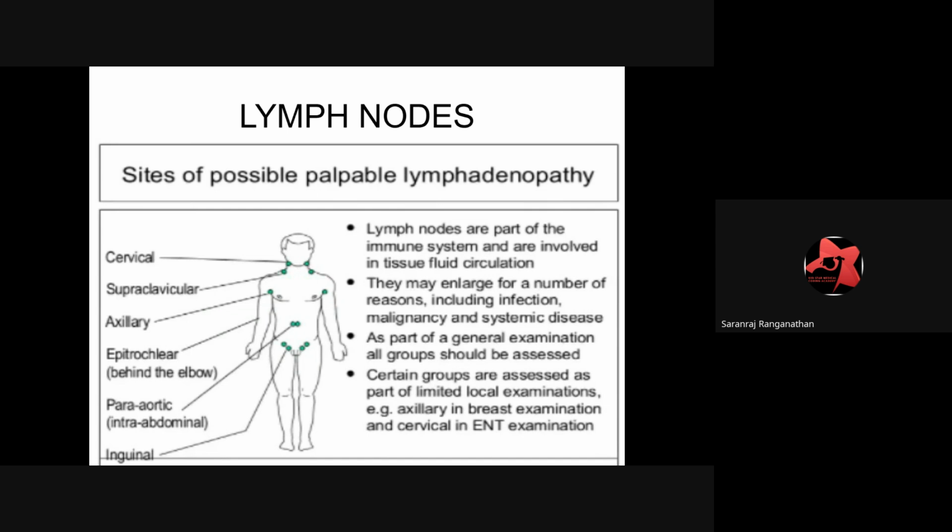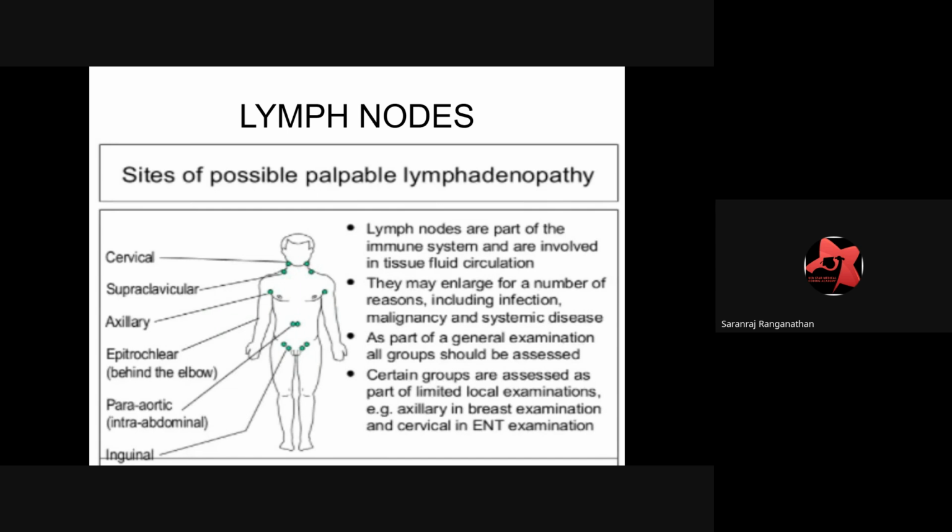They have given examples: cervical lymph node, supraclavicular lymph node, axillary lymph node, epitrochlear lymph node, then para-aortic lymph node, inguinal lymph node. These are the places where we have many lymph nodes. Lymph nodes are part of our immune system and are involved with tissue fluid circulation. They may enlarge for a number of reasons, including infections, malignancy, and systemic disease.